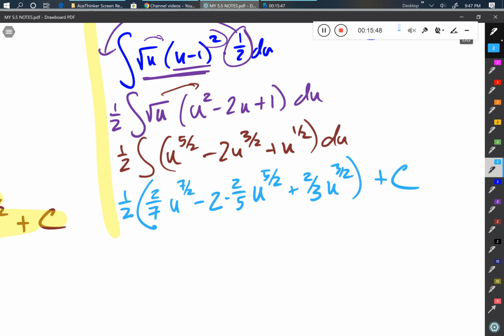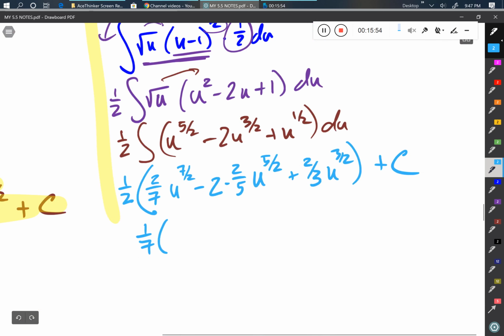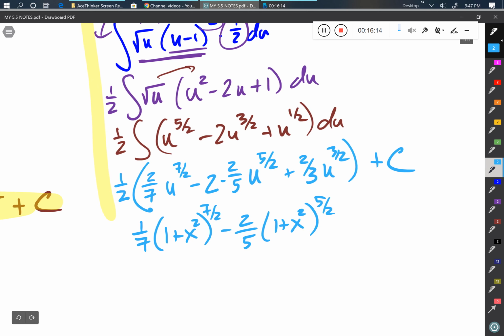Distribute that 1/2 into there, and I get 1/7. And what was u again? Oh yeah, u is 1 plus x squared. So 1/7 times 1 plus x squared to the 7/2, minus, let's see, what's that going to be? Minus 2/5 times 1 plus x squared to the 5/2, plus 1/3 times 1 plus x squared to the 3/2 plus c.